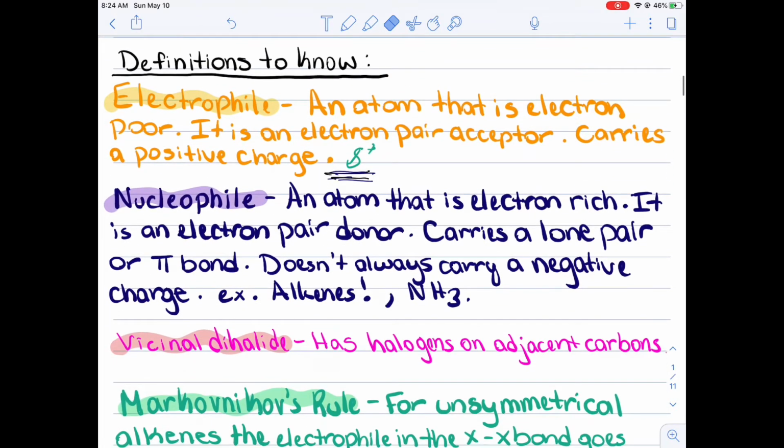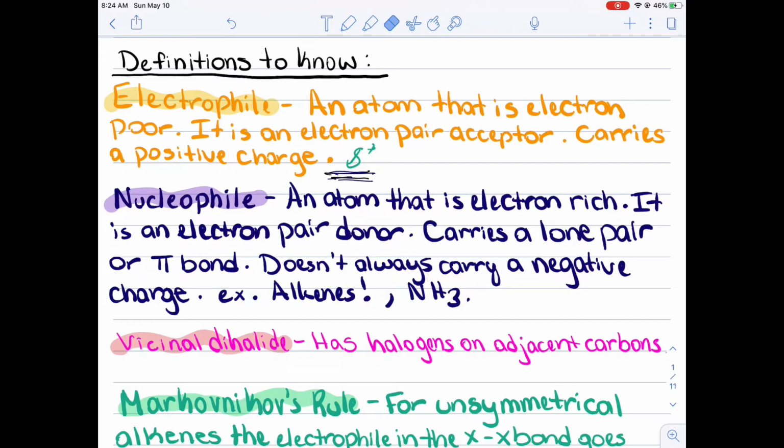Here are some definitions for you to know. An electrophile is an atom that is electron poor. It is an electron pair acceptor, and it carries a positive charge. Oftentimes you'll also see that your electrophiles will be partially positive.